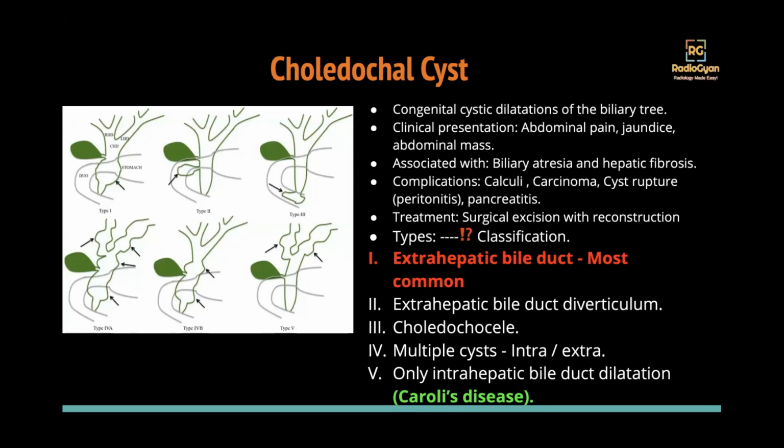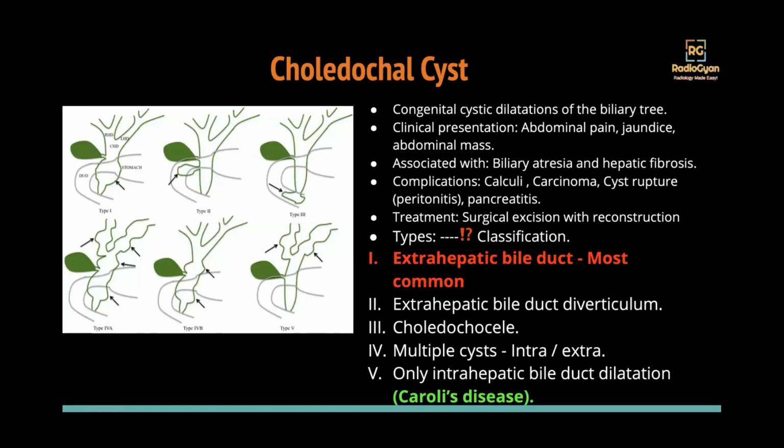Okay, so moving on to the Todani classification, the type 1 cyst is cystic dilatation of the CBD. That is the most common choledochal cyst that you will see. The second type of choledochal cyst is a diverticulum from the CBD. The third type is a choledococele or cystic dilatation of the intraduodenal part of the CBD, as we saw in our case. Type 4 is multiple cysts.